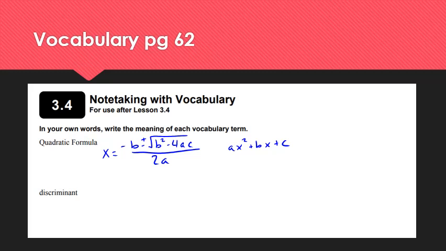Now the discriminant is this middle piece in here. This is what a discriminant is. And the discriminant just tells you a little bit about that graph before you graph it. It tells you how many roots it's going to have. Okay, so that's another part of this section.